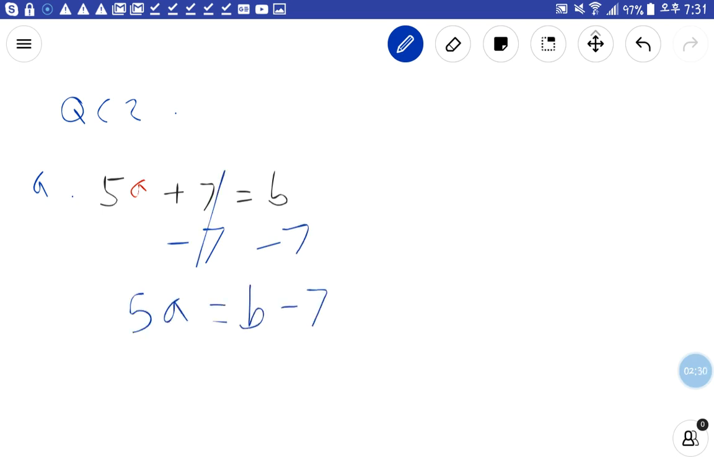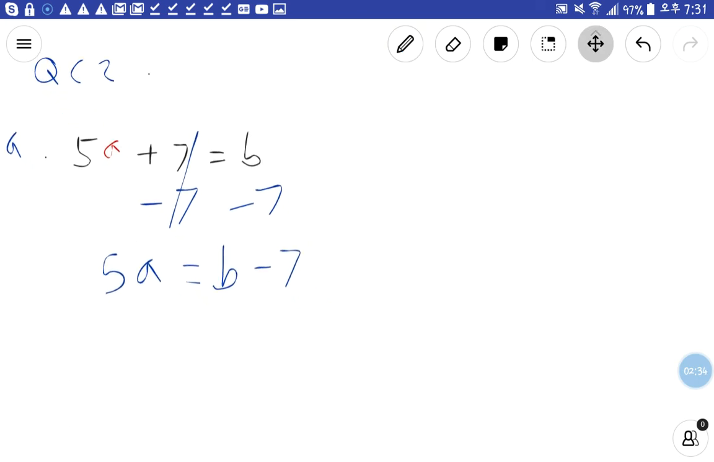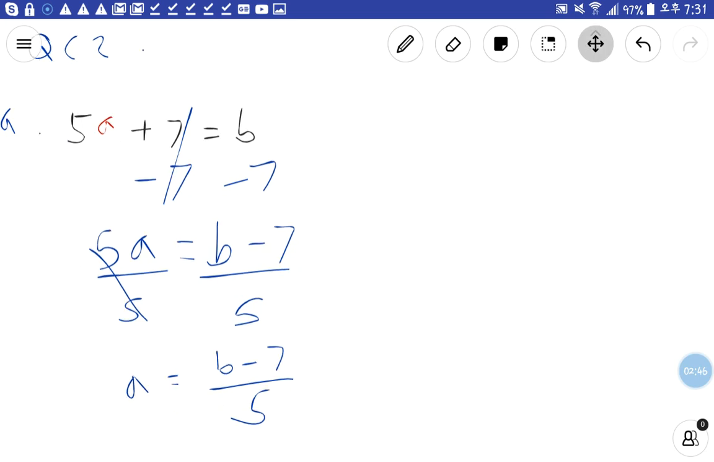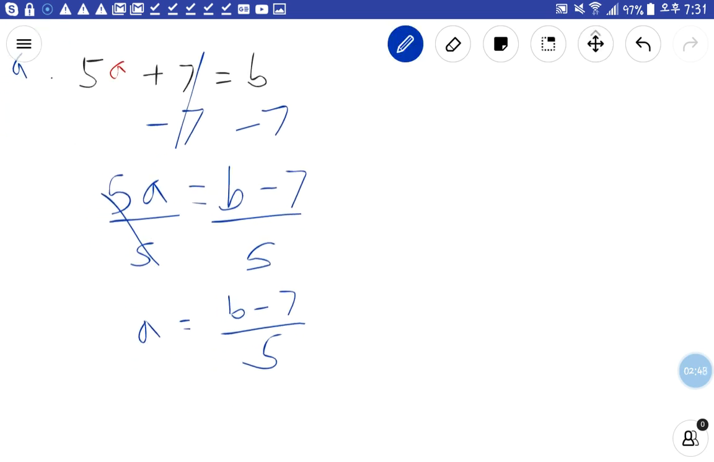Once again, you have to think about the order. You should not change B minus 7 to 7 minus B. That's a totally different question. Now I have to cancel out the 5 by dividing, so my A would be B minus 7 over 5. But you may rewrite this into two different fractions: 1 over 5 B minus 7 over 5. That would be your final answer.